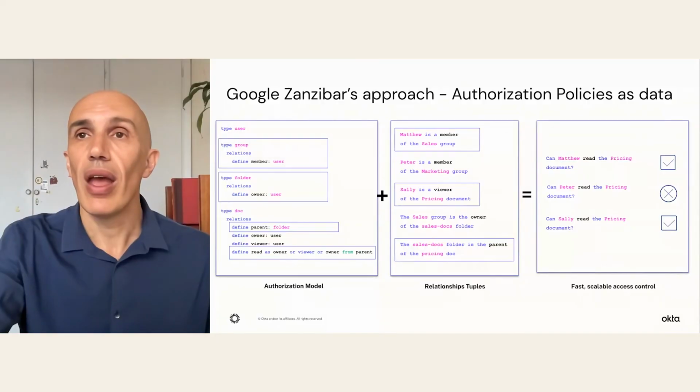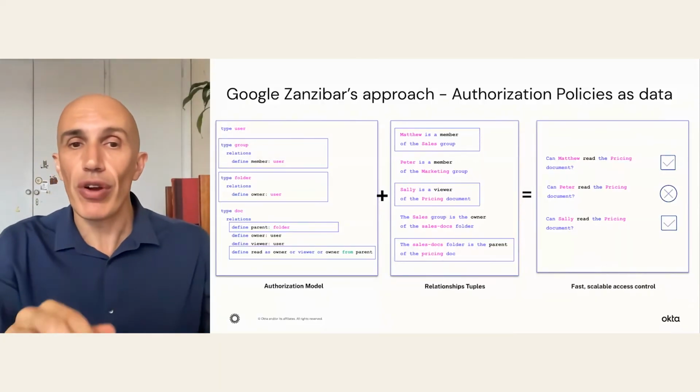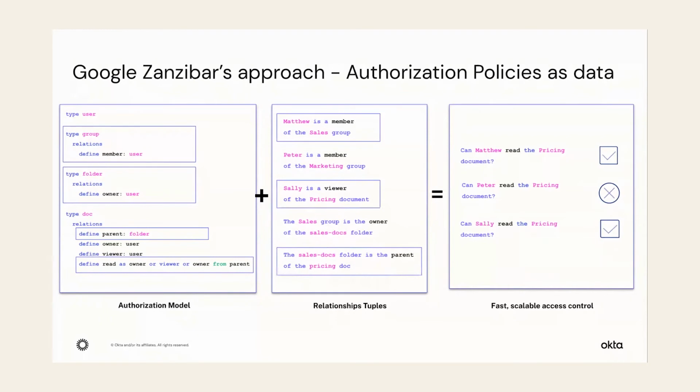Then we can ask the authorization system a simple question. Can a user perform an action on a resource? In this case, Matthew can read the pricing document because he's part of the sales group. Peter cannot because he's not part of the sales group, he's part of the marketing group. And Sally can read it because she was assigned directly as a viewer of that document.